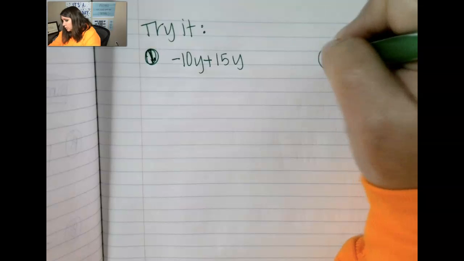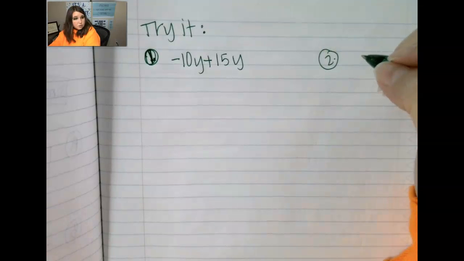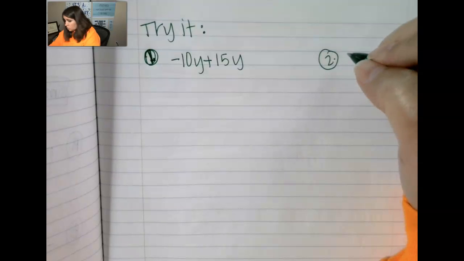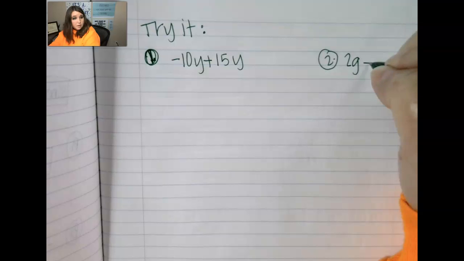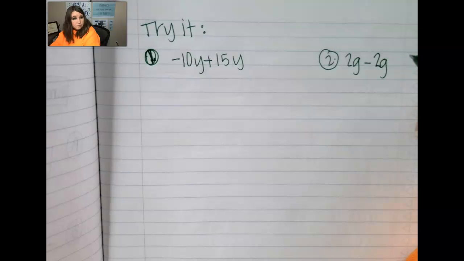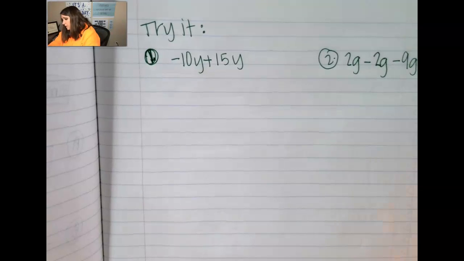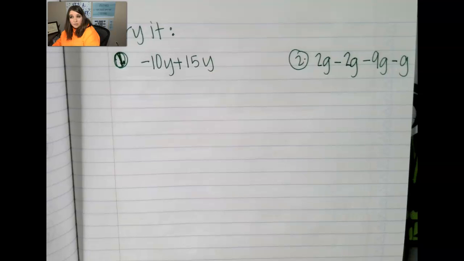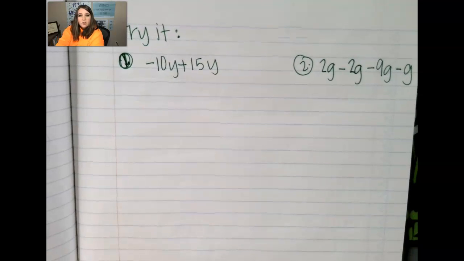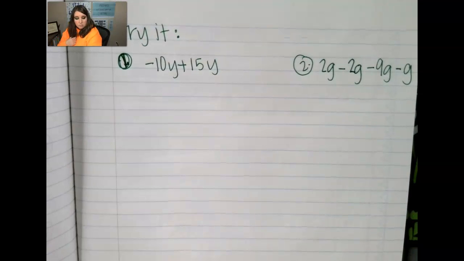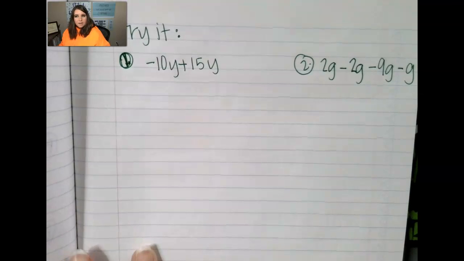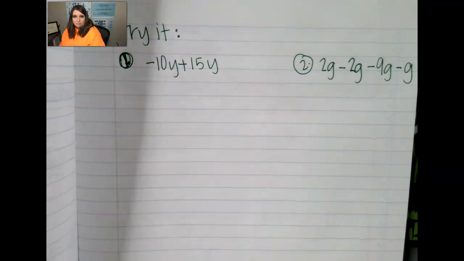And try it number 2 is 2g minus 2g minus 9g minus a g. Oh my gosh, that's really long. That's a lot of g's there. Okay, go ahead and hit pause right now so you don't hear me solving. And then when you are ready, come on back and hit play.